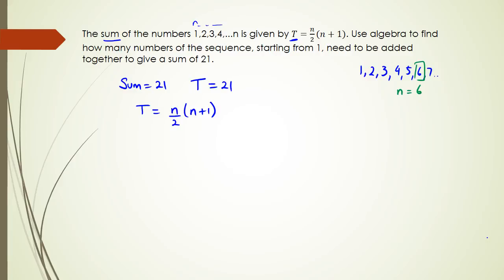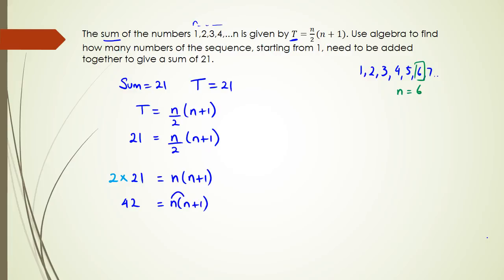where are we up to? So we've got this equation. We know that T is equal to 21, and we're trying to figure out what n is. Okay, so this is what the equation looks like. The first step, I'm going to get rid of the 2. So I'm going to bring the 2 to the left hand side, which means it's going to get multiplied. So I'm going to get 2 multiplied by 21 equals n times n plus 1. 2 times 21 is 42. So 42 equals n times n plus 1.